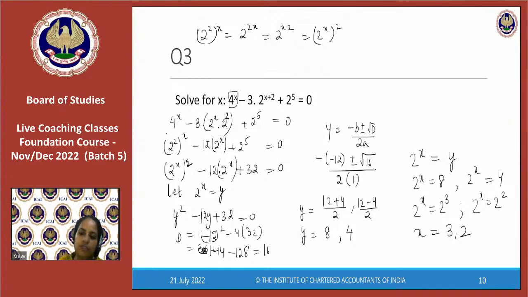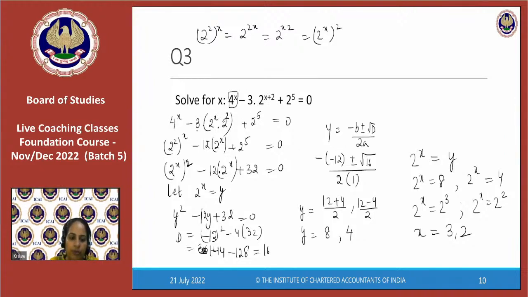Or the number should be square. So in order to make it square, I have just replaced the positions. On the other side, I had 2x plus 2. So bases are same, powers are added when being multiplied. So when the powers are already in the added position, I will multiply them in order to break it down.